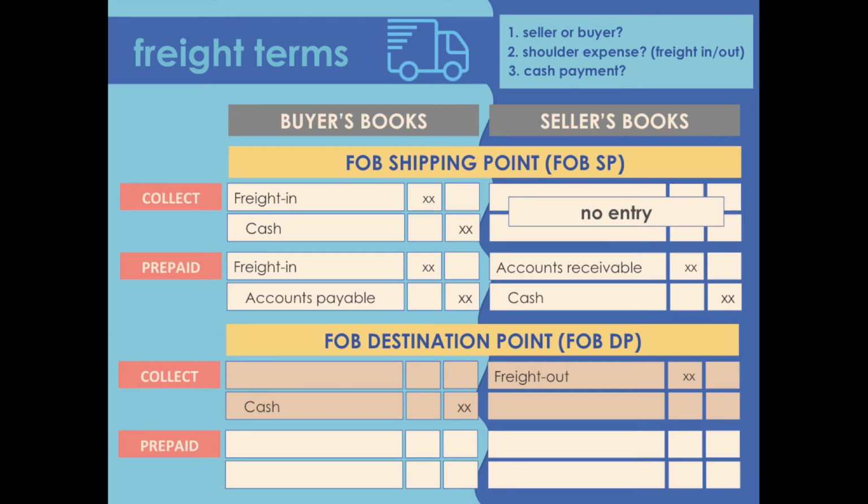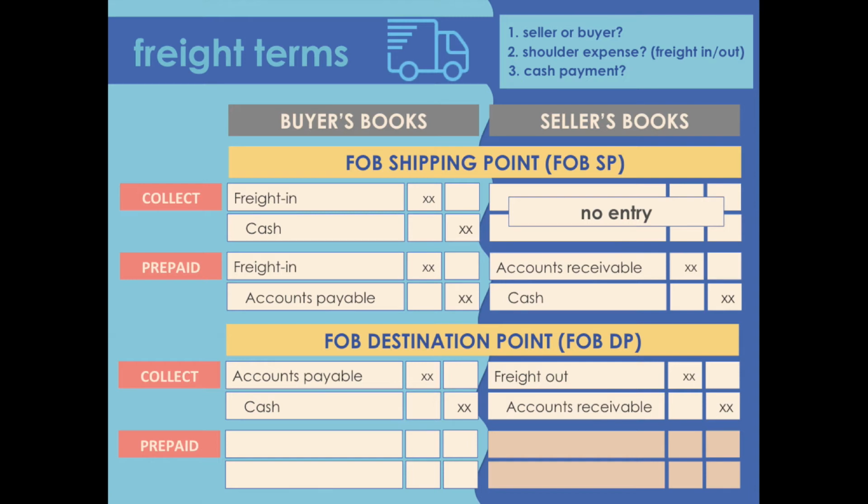Then we fill in the missing spaces with accounts payable in the buyer's books and accounts receivable in the seller's books. This is because the seller was supposed to shoulder the expense, but since the buyer paid in advance for the seller, the amount is deducted from the buyer's outstanding balance with the seller. After that, just check whether the company is the buyer or the seller in the transaction and record the appropriate entry.